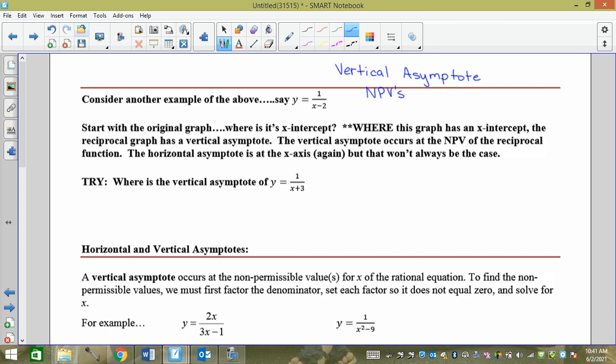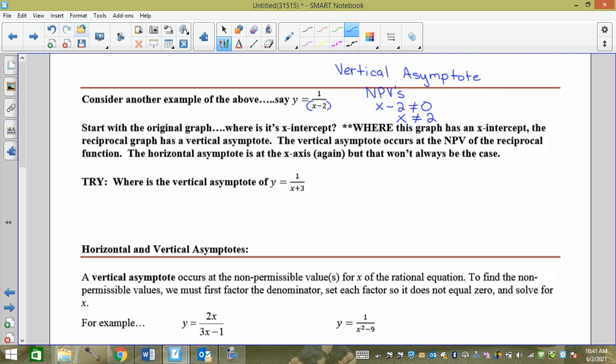How do I get the NPV of 1 over x minus 2? x minus 2 is connected, so I put it in brackets. And how do I get non-permissible values? I take what's in the bracket and I set it equal to 0. Find out what it can't be. So I can go x minus 2 cannot equal 0, because that would cause a problem. It would make my denominator 0. So I have to find all the places where my denominator returns 0 because that's an issue, right? Then what did I do? I added 2 over and I got x cannot equal 2 as my NPV, didn't I?